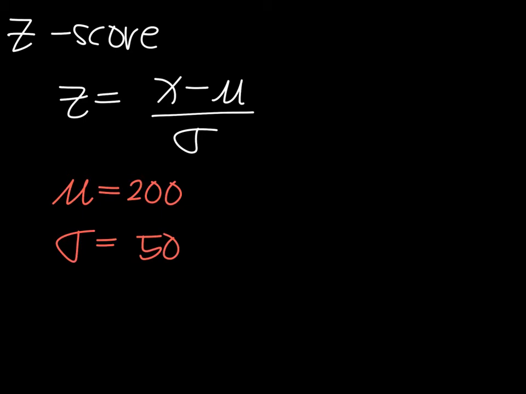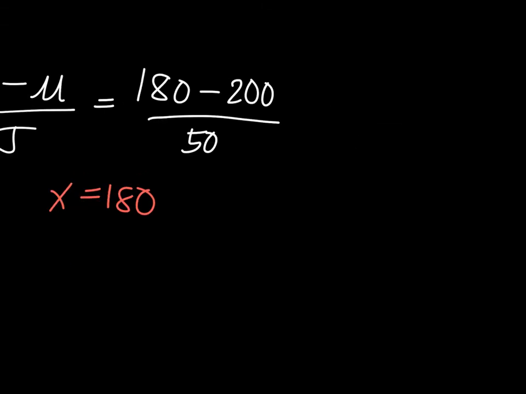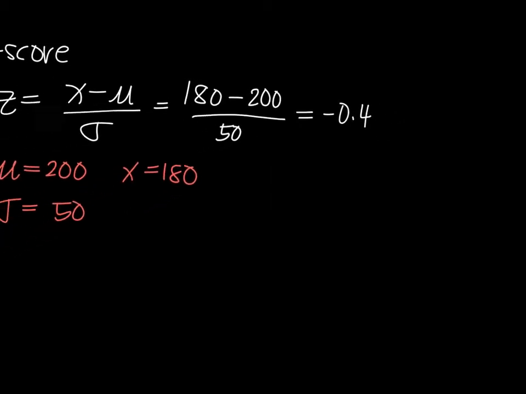So this will help us find the corresponding z. Our x here is the concern value, which is 180 pesos. So we put these numbers in the formula and we have 180 minus the mean, 200, divided by the standard deviation, 50. And we simply compute the value of these numbers. So 180 minus 200 over 50 is equal to negative 0.4.